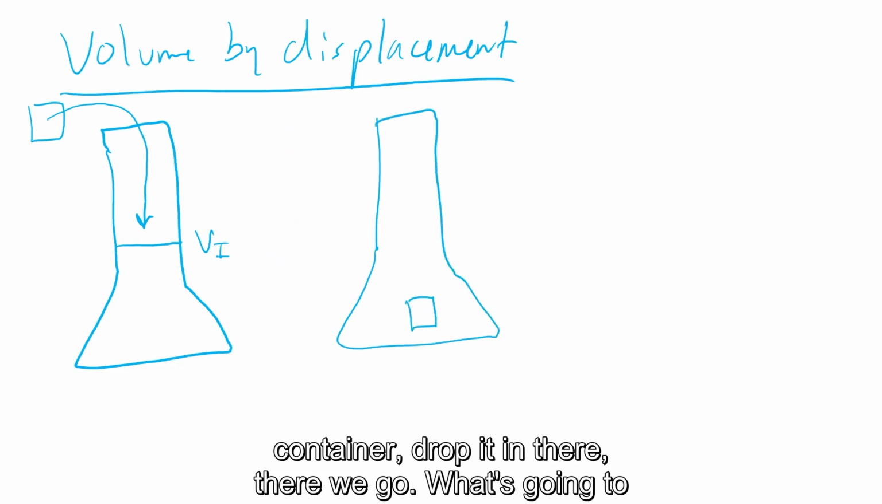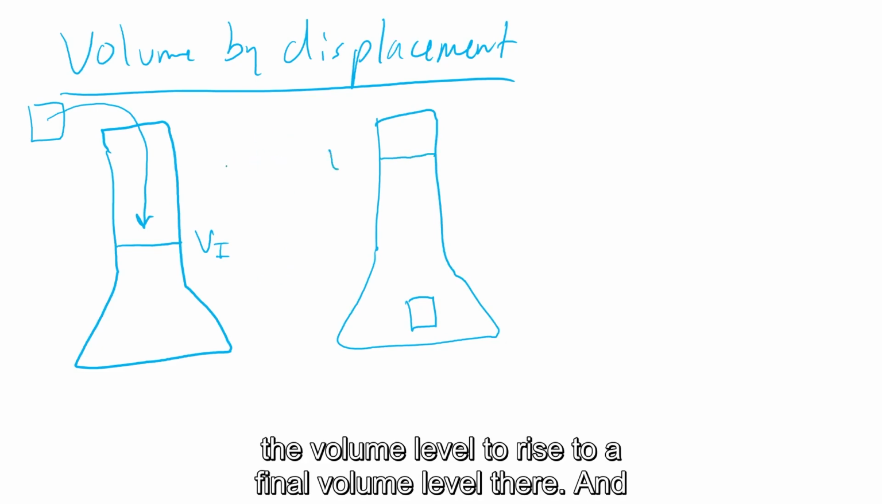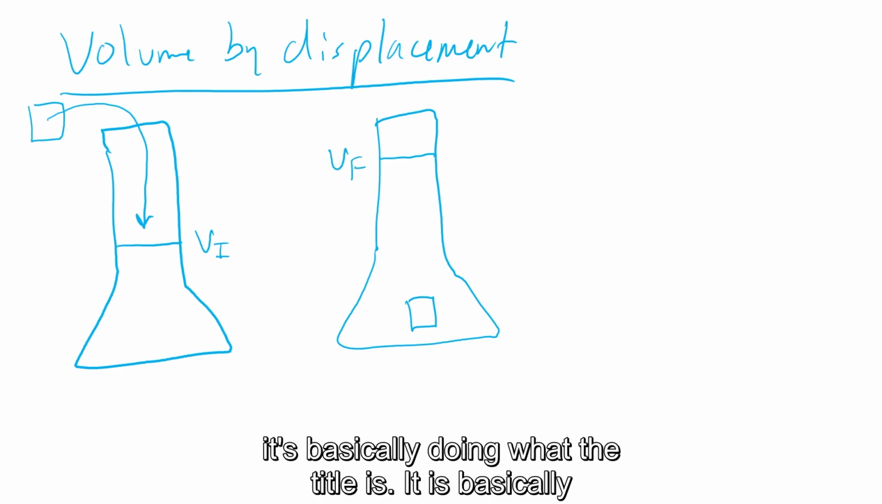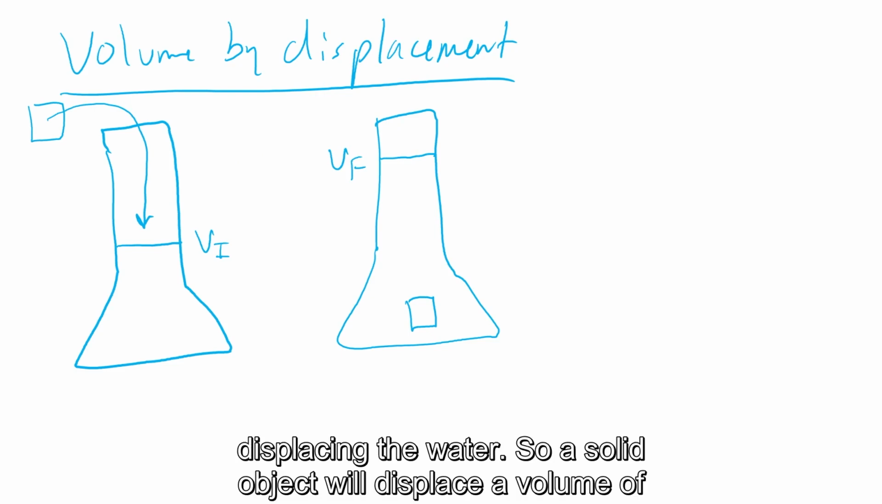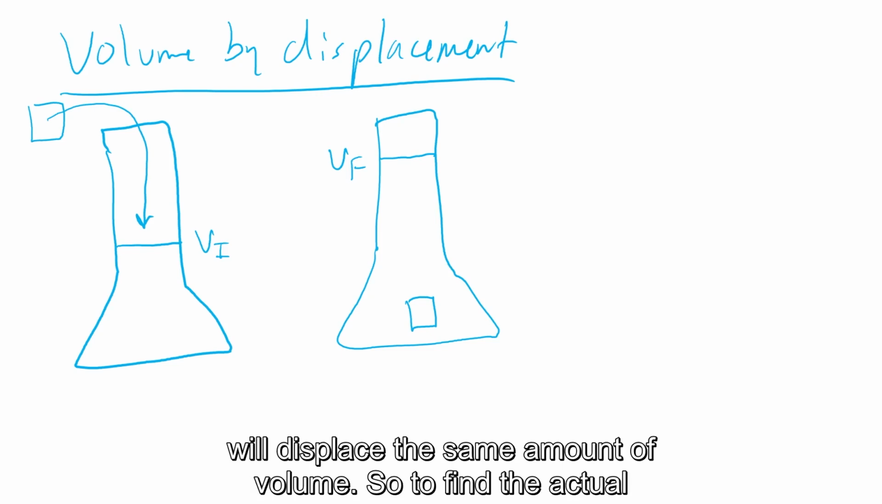There we go. What's going to happen is it's going to cause the volume level to rise to a final volume level there. And it's basically doing what the title says. It is basically displacing the water. So a solid object will displace a volume of liquid, like water, equal to its own volume. So it basically will displace that same amount of volume.